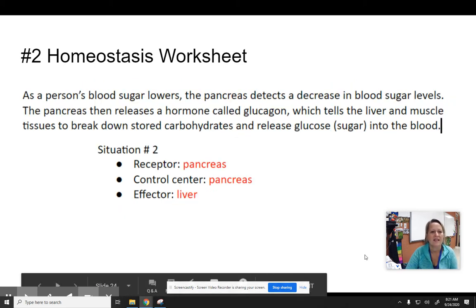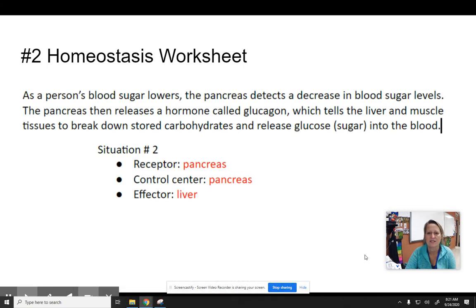The second one, as a person's blood sugar lowers, the pancreas detects a decrease in blood sugar levels. The pancreas then releases a hormone called glucagon, which tells the liver and the muscle tissue to break down stored carbohydrates and release sugar into the blood. So the receptor in this is the pancreas because the pancreas is detecting. The control center is also the pancreas because the pancreas is releasing the hormone that is going to change everything.